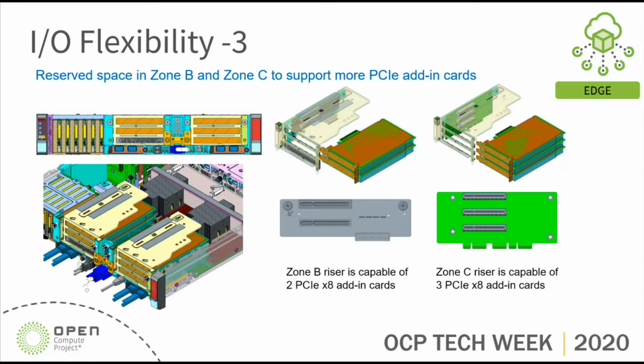In I/O flexibility number 3, this is for future applications. In the ES200 design, we also reserved enough space in zone B and zone C, so that for upcoming supplier derivative designs, you can design your own riser to support more PCIe x8 cards. First of all, in zone B, the riser is capable of supporting two PCIe x8 cards, regarding the PCIe signal availability. In zone C, the riser is also capable of being designed with 3 pieces of PCIe x8 cards.